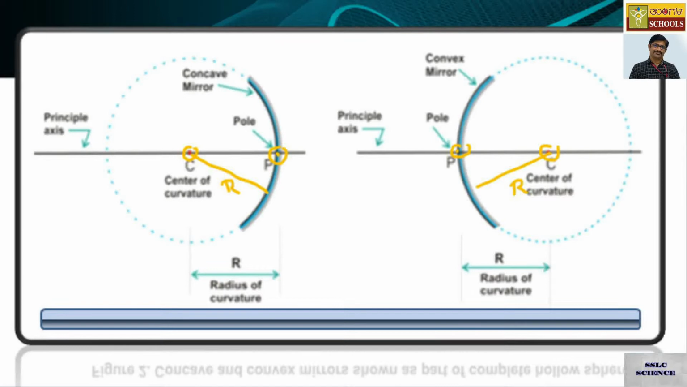So here assume the light is reflecting from this area. The effective diameter of that is taken as aperture. Aperture is nothing but the effective diameter of the mirror from which the light reflects most.